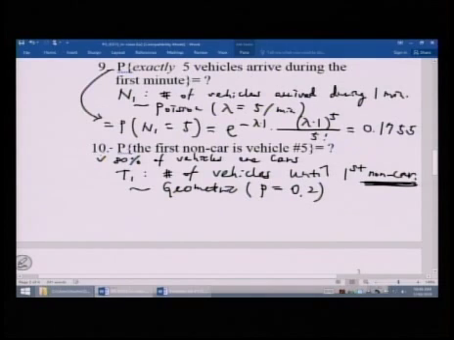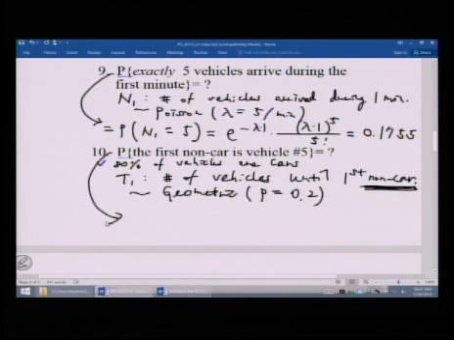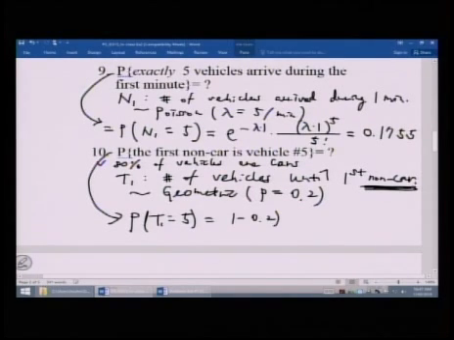Okay, so in that case, the desired probability is... Okay, so number 10, it's going to be the probability that T sub 1 equals 5, right? So 1 minus 0.2 for the first 4 vehicles, they are cars, but the 5th vehicle is non-car. So this is going to be the right formula. So what is this? 0.8 to the 4th power times 0.2. What is the value for that?